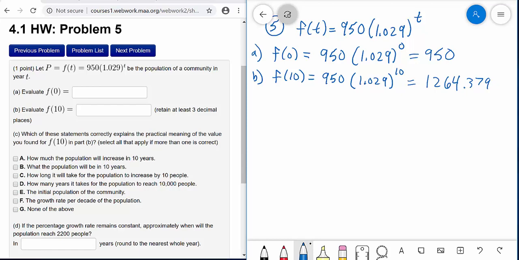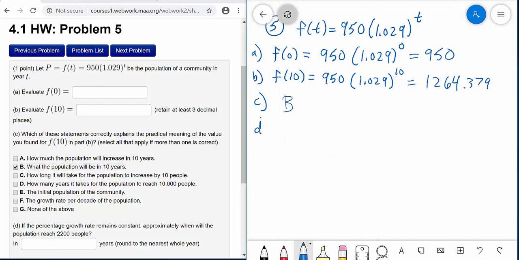So now f of 10 represents the population in year 10. So that's what part C is asking. It says, which of these statements correctly explains the practical meaning of the value you found for f of 10? Well, f of t is the population in year t, so f of 10 would be the population in 10 years, or in year 10. So that would be option B.